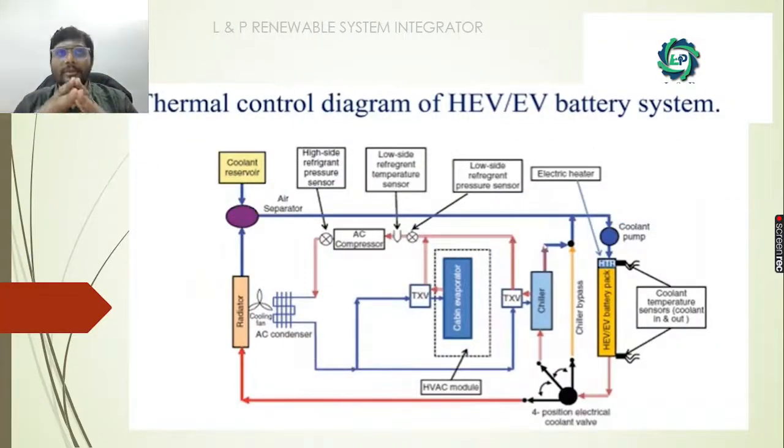And when we try to sort out a control diagram of a thermal management system for a hybrid electric vehicle and electric vehicle, this is how it looks like. Most importantly, we need to have a cabin evaporator, a chiller, air compressors, air separators, and a radiator. Inside the cabin evaporator, we will have an HVAC module, and also a high voltage electric vehicle battery pack. A coolant pump takes the cooled air from the AC condensers and supplies the cool temperature to the hybrid electric vehicle batteries. The hot air is taken out and given to the chillers, and it is again recirculated to the radiators also.